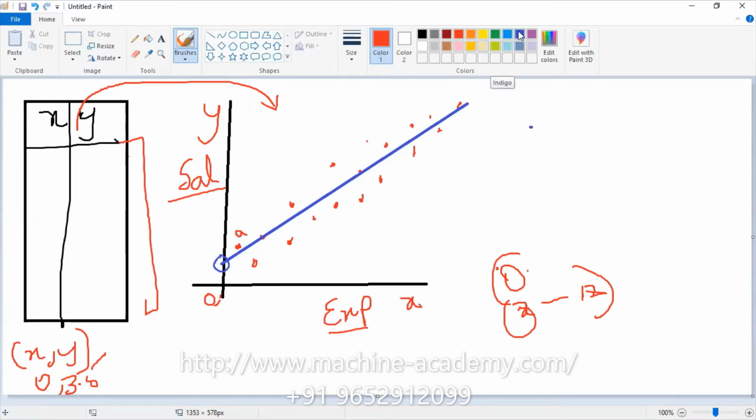Okay, let me change the color. This is the person called A, B, C, and D, E. I'm taking 5 observations. F, okay, 6 observations. Let me take 6 observations. How I got this mean line, I'm going to explain to you. Just wait. This is an assumption linear line. I want to justify these A, B, C, D, E, F employees.